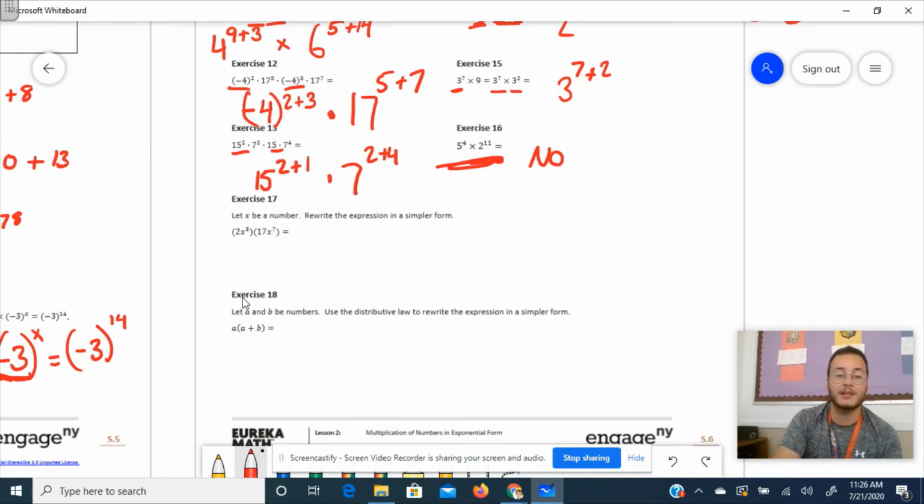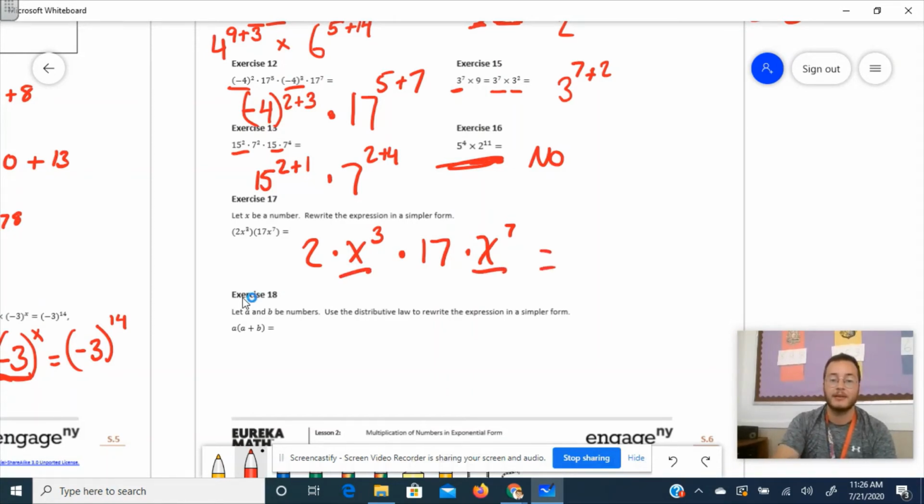So let's look at this and rewrite this to make it easier to see. I have 2 times x to the third power, and then those parentheses mean multiply by 17 times x to the 7th power. Now, do I see something that I can share? Absolutely. These two exponents have the same base. So I can say I have x, or let's do something that you're familiar with. Let's rewrite this in a simpler and more side-by-side form. Let's put the like terms by themselves.